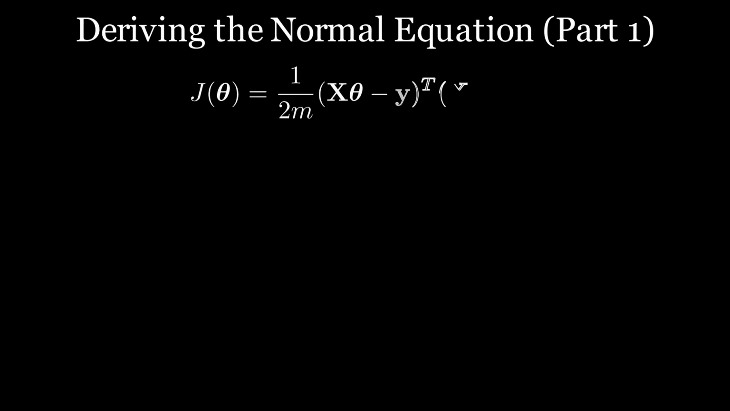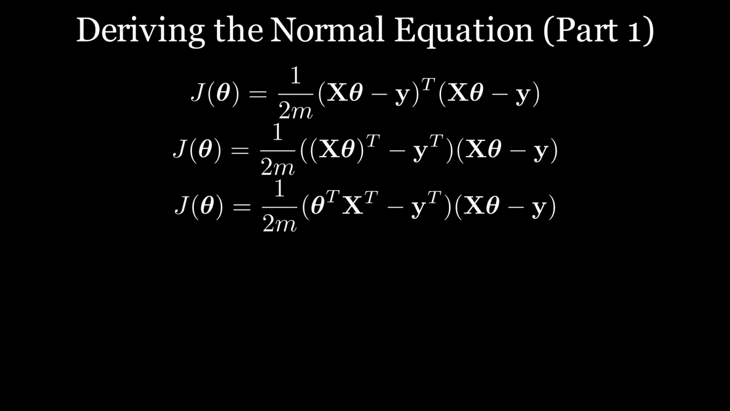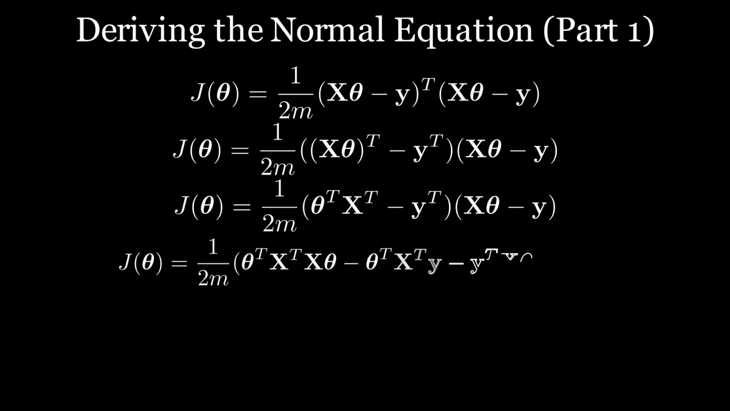First, let's expand the expression inside the cost function. We start with the transpose term. Using the transpose rule, A minus B transpose equals A transpose minus B transpose, we distribute the transpose. Next, we use another transpose rule: AB transpose equals B transpose A transpose. Now we multiply the terms out, like using FOIL in algebra. First, outer, inner, last.